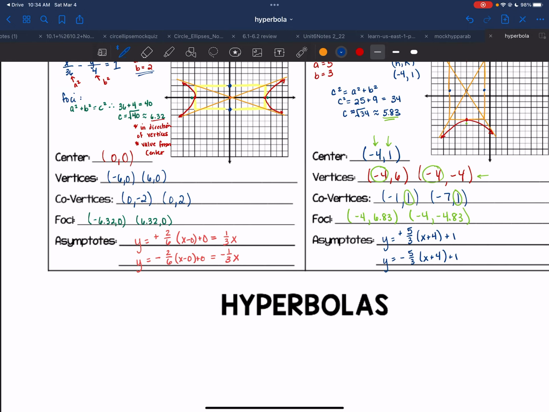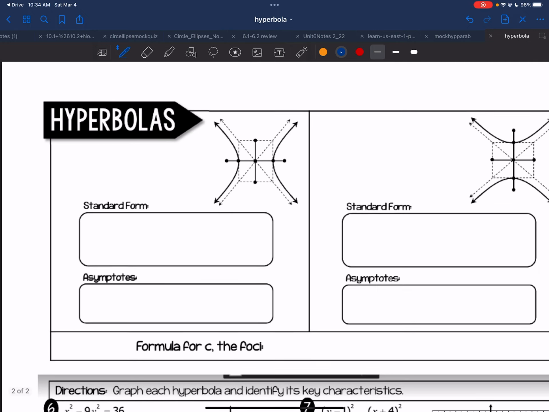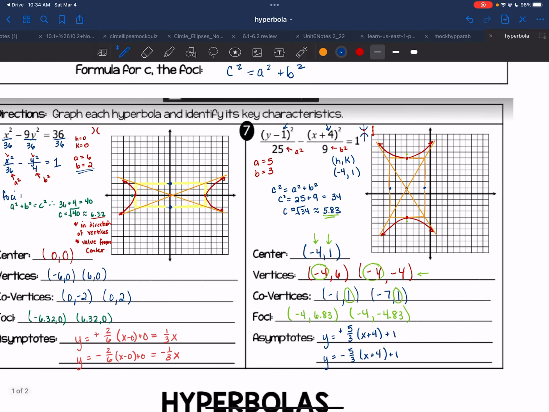All right, so now that we've done that, are there any more examples for us? Nope. That should be it for hyperbolas to get us started.